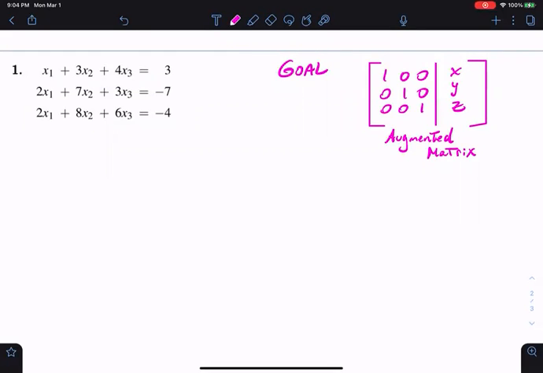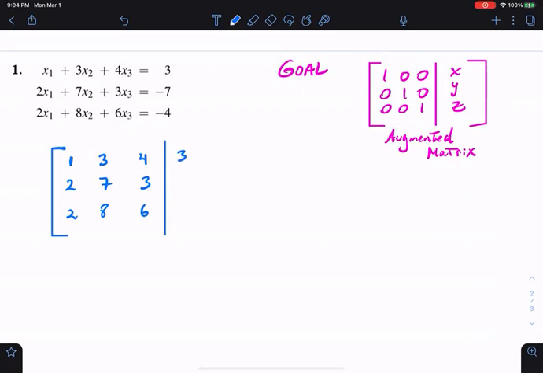So now what we need to do next is just rewrite the system of equations, as I mentioned before, as an augmented matrix. So we take the constants of each variable. So here we have 1, 3, 4, 2, 7, 3, 2, 8, 6. And we need to put the right side of the equation, right? Which is 3, -7, -4.